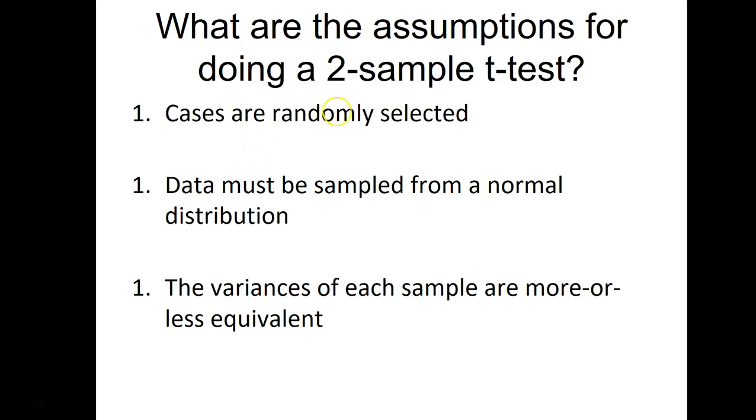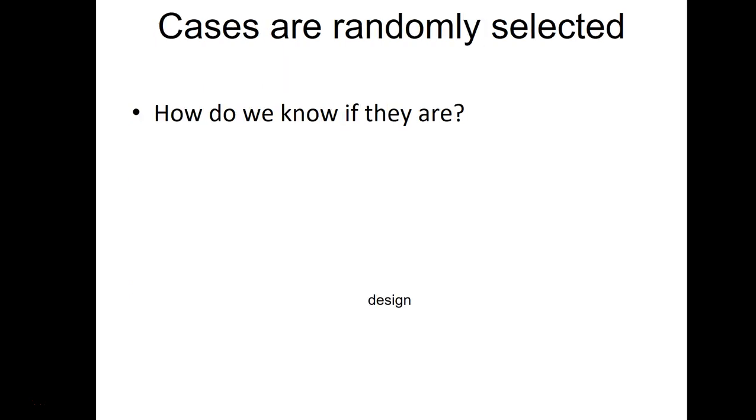So, what are the assumptions for doing these t-tests? There are 3 assumptions, despite the fact that they got 1, 1, and 1. It should be 1, 2, and 3. First is that these are random samples. How do we know that? Because our study design tells us that. Second, that we have a normal distribution. And third, that the variances are more or less the same. How do we know if the cases are random? As I mentioned, based on the study design.